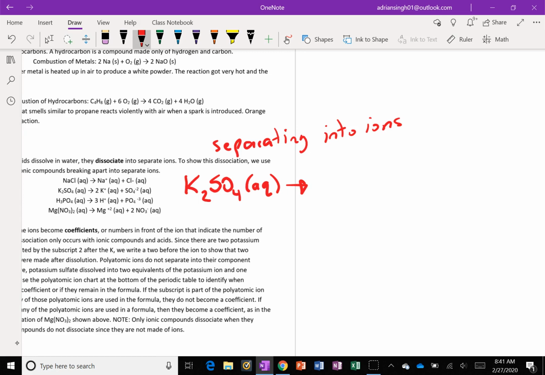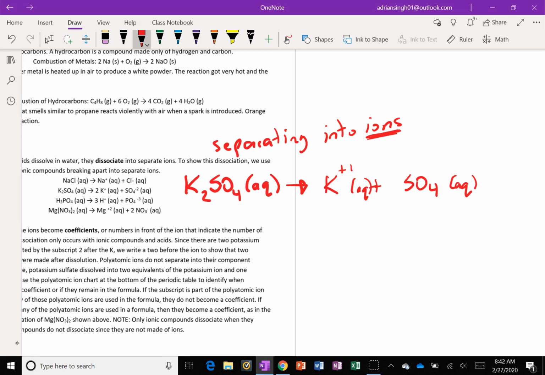So in potassium sulfate, the name kind of tells you what's there. You have potassium and you have sulfate, SO4. These are both going to be dissolved in water, so they're both going to be AQ. So we have to figure out now what the charges are on these things. Well, you can use the technique that we talked about in lab a couple of weeks ago. For potassium, you can look at the periodic table. It's in group 1, so the charge is going to be +1.